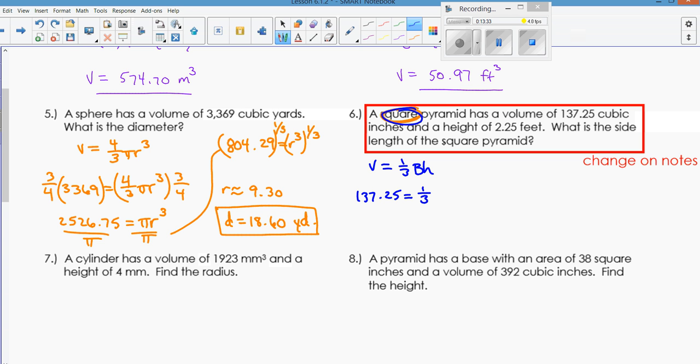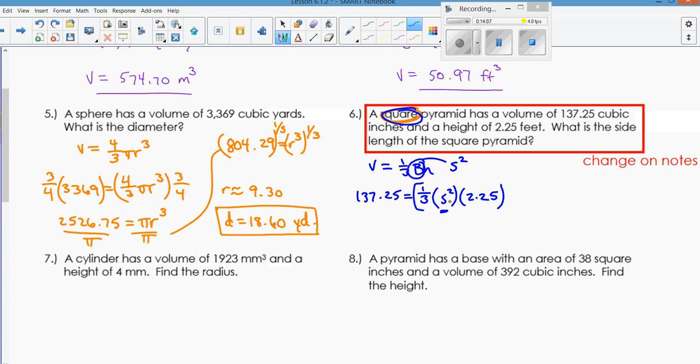We know that equals 1/3. If it's a square pyramid, it means my base is a square. Because it's a square, I find the area of the base by doing side squared, or side times side, or length times length. So I'm just going to write s squared. And then my height of the figure is 2.25. Again, I'm doing this because I know it's a square, so I don't have to say length times width. I know it's the exact same thing, so now I have only one variable.